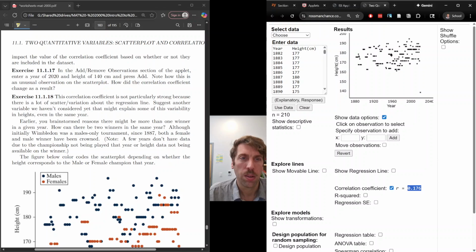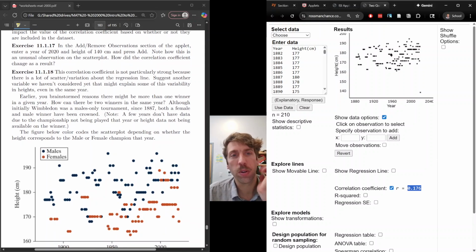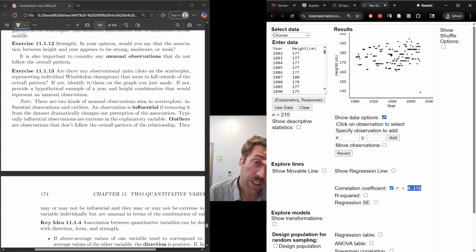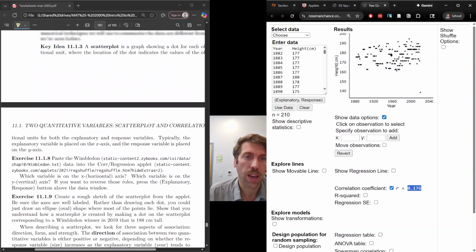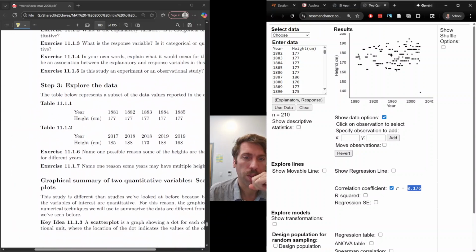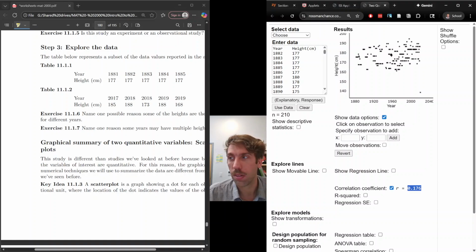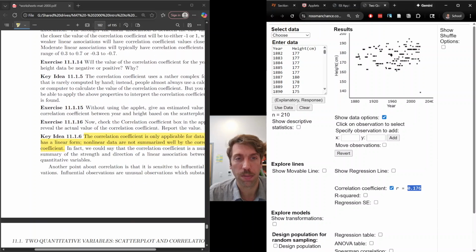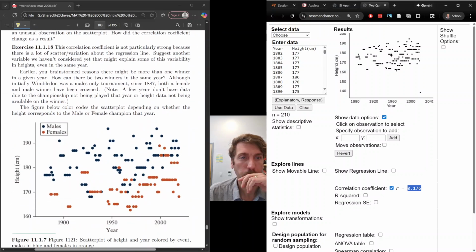Okay, so for 18, this correlation coefficient is not particularly strong because there's a lot of scatter variation about the regression line. So just another variable we haven't considered yet. So number 18 should go with hopefully the thing you guessed, a reason that some years have 2, so number 7. So 18 should relate to number 7. Okay.